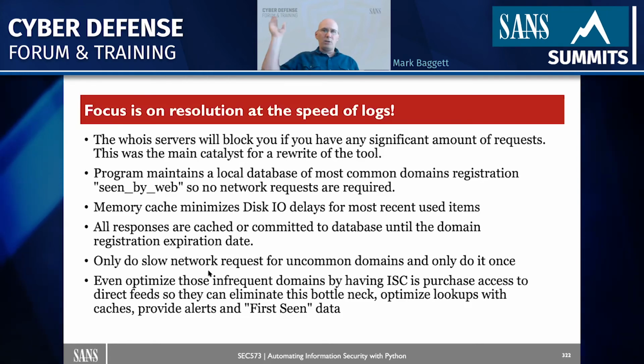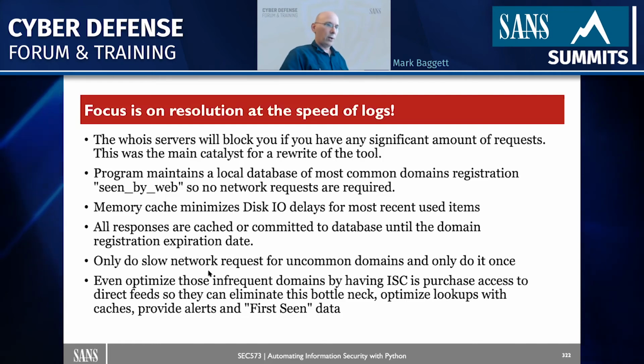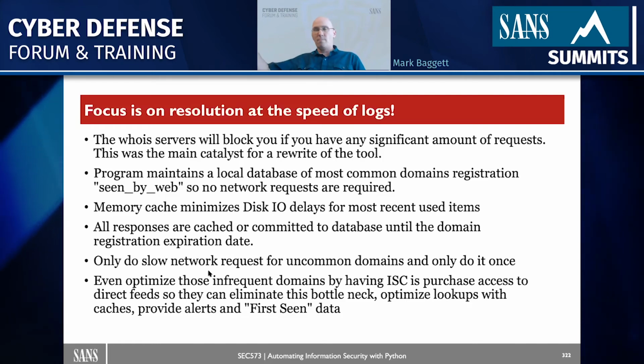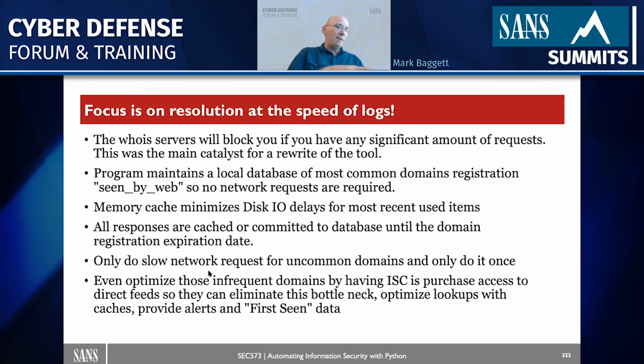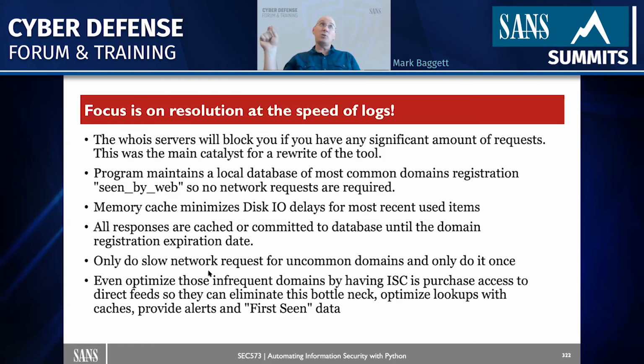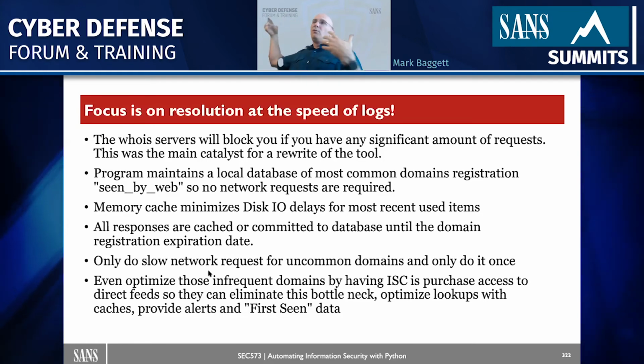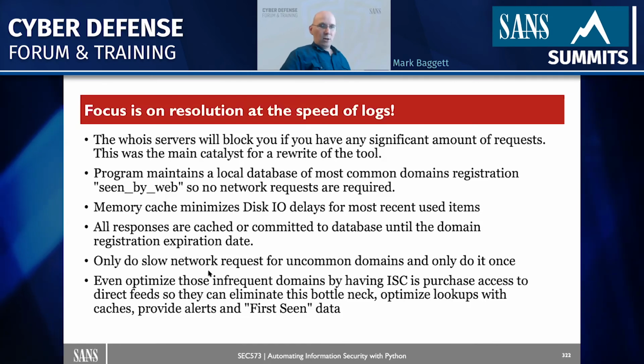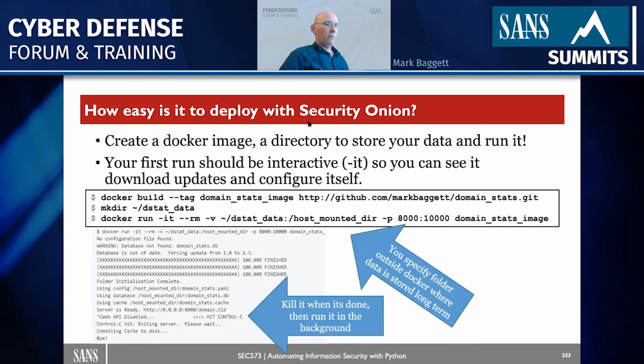So you're only going to make those slow internet requests anytime you've got some domain that is not queried quite frequently. And then when the SANS Internet Storm Center portion is stood up, even that part is optimized, because you'll send a query to the SANS Internet Storm Center. They will keep in their memory the cached most frequently used domains for all Domain Stats users, and they'll only go to whois for those brand new domains that aren't seen very frequently.